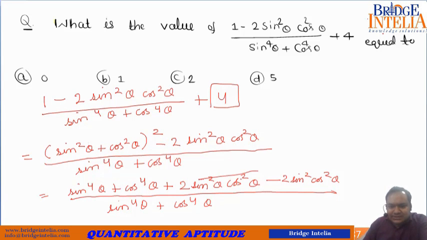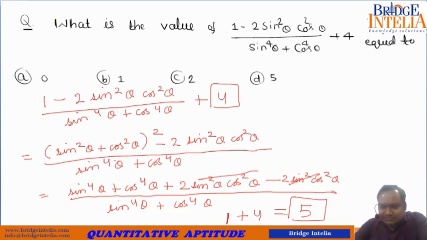So you can see that these two terms cancel each other out, and you are simply left with sine to the power 4 theta plus cos to the power 4 theta divided by sine to the power 4 theta plus cos to the power 4 theta. So this expression becomes 1, and then this 4, when you add the 1 here, gives you again the same answer, equal to 5. But you see, this is a lengthy approach. It took time, whereas if you use substitution, it comes out to be rather easy.